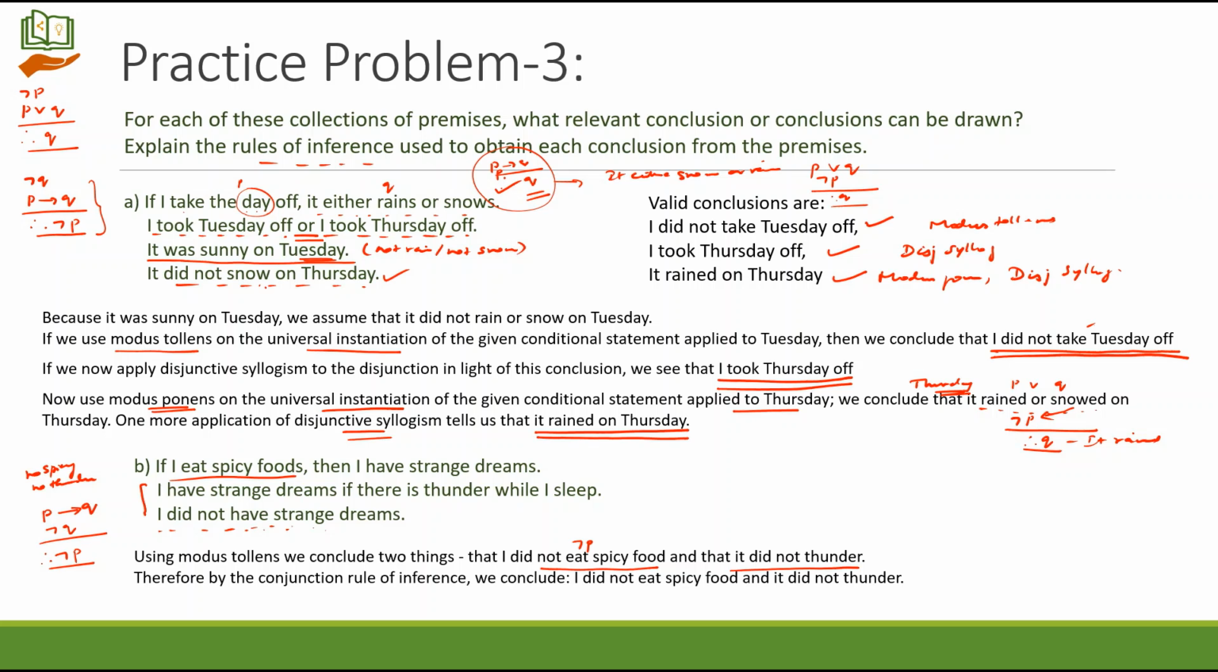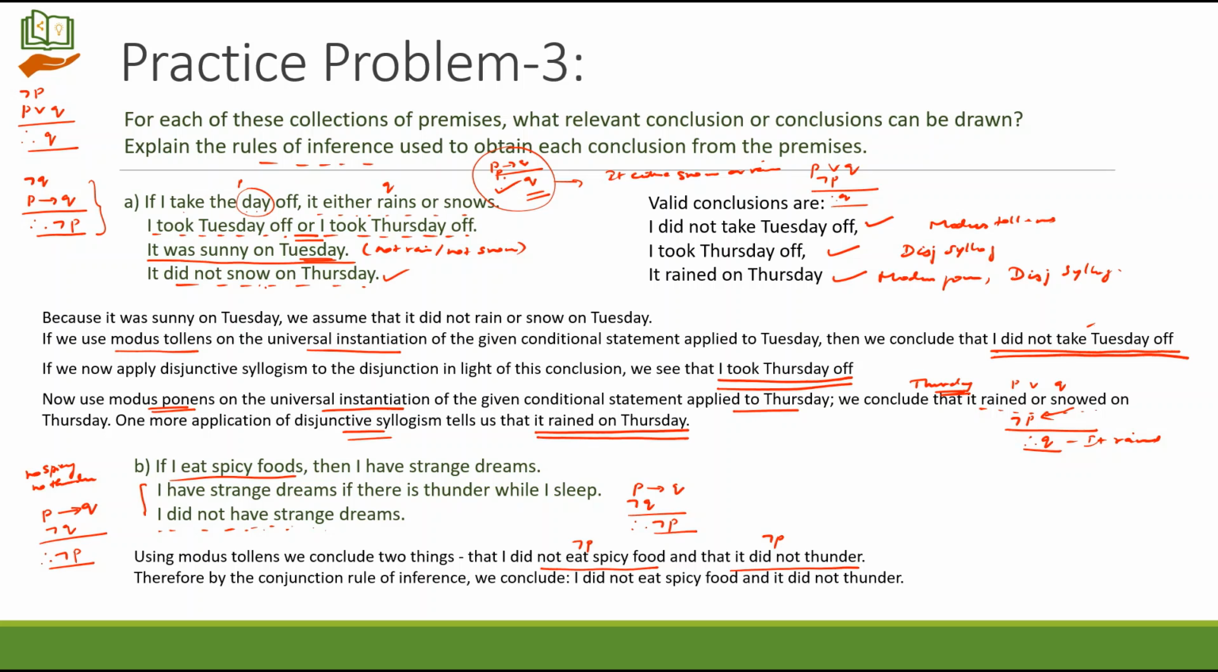I have strange dreams if there is thunder while I sleep. This can be taken as again P implies Q. Then we have I did not have strange dreams, which is negation of Q. Again using modus tollens you can negate P, stating that there is no thunder while I slept. That's what we have given here as it did not thunder. So using modus tollens we have come to two kinds of conclusion.